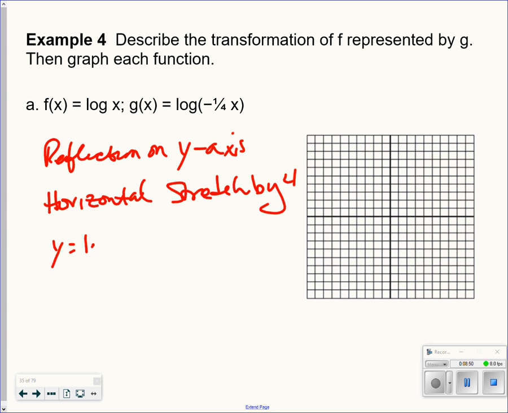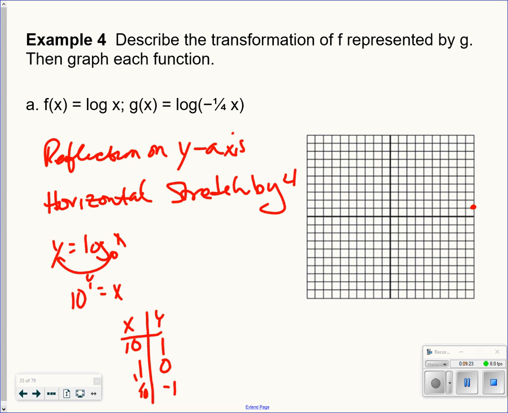So if I have y equals log x, remember it's base 10. All logarithms are base 10, if not stated otherwise, so 10 to the y equals x. So if I did an XY chart for that one, what if I put 1 in for y? I'd get 10. What if I put 0 in for y? Remember, always put it in for the exponent. It'll make your life way easier. 0 in for y, or negative 1 in for y. So if I graph this, 10, 1, and then 1/10.